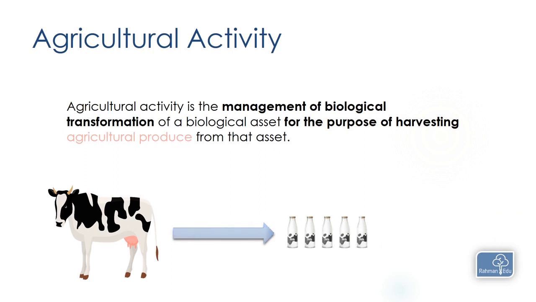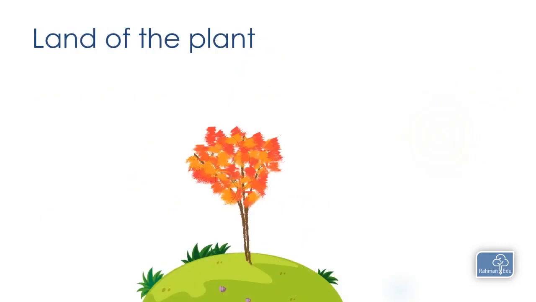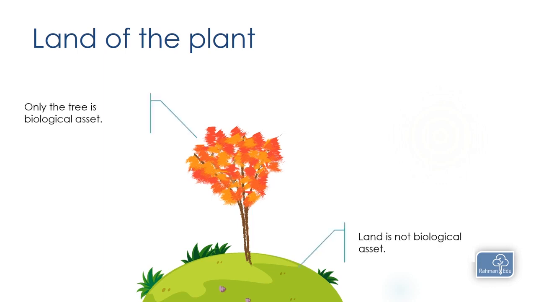Now, you may ask, what is a biological asset? Glad that you asked. Biological assets are living plants and animals. It will include all kinds of animals like sheep and donkeys and cows and goats. It includes trees and plants and fishes and chickens and birds and other living things. Now you need to understand sometimes trees are physically attached to a particular piece of land. You need to know that the tree is a biological asset and the land is not a biological asset.